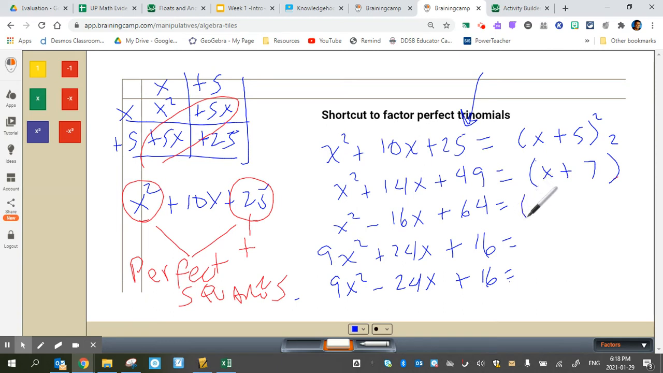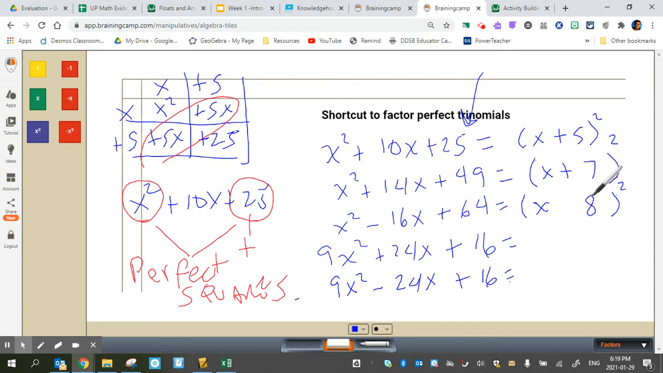And hopefully, as we do these more and more, we will develop a bit of proficiency. So the square root of x squared is x. The square root of 64 is 8. Now all I have to do is look at my middle term. And I can see already that x times 8 times 2 is 16.